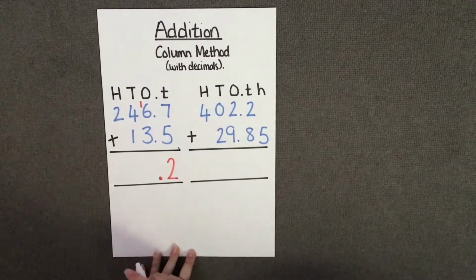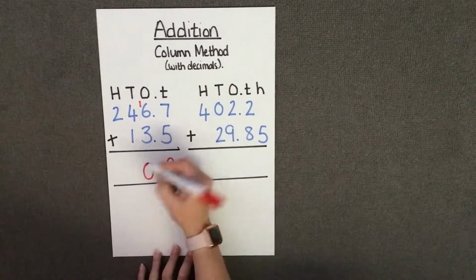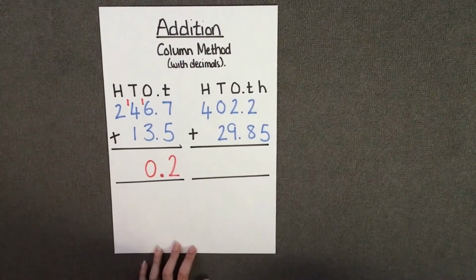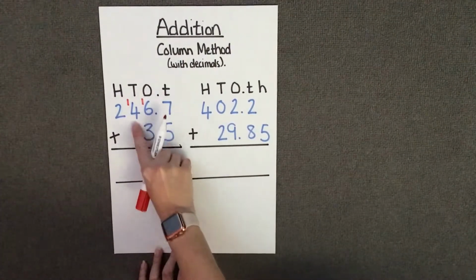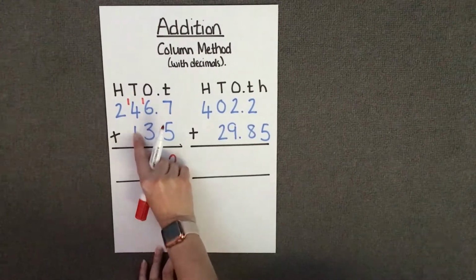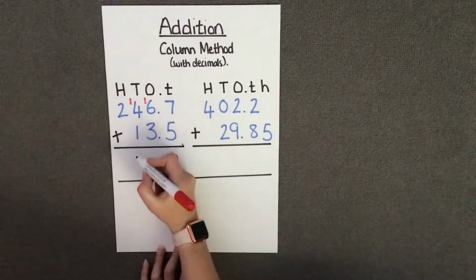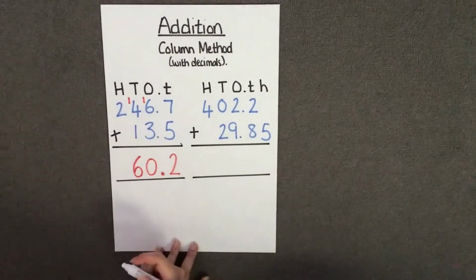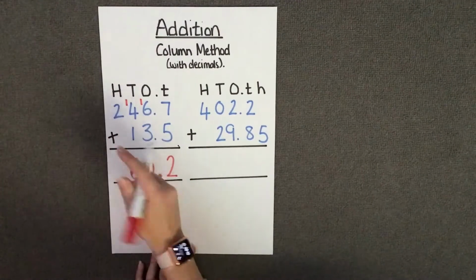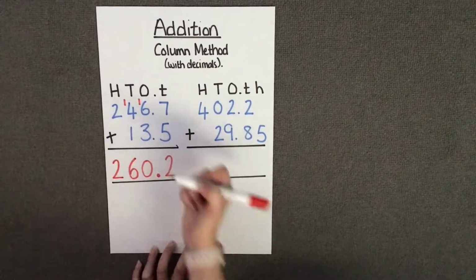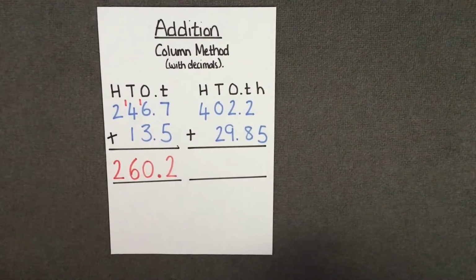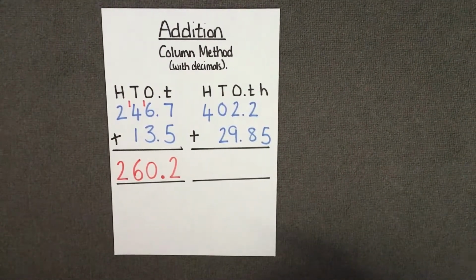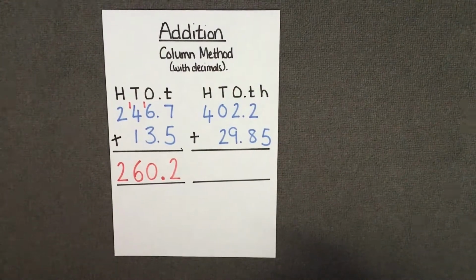In the number 10 ones, we have no ones, and we have 1 ten, which we carry over to the tens column. Now we can add our tens column. I have 4 tens, add 1 ten, which is 5 tens. Add my carried 10, gives me 6 tens. And finally, we can add our hundreds. So 2 hundreds add no hundreds is 2 hundreds. Therefore, the answer to 246.7 add 13.5 is 260.2.